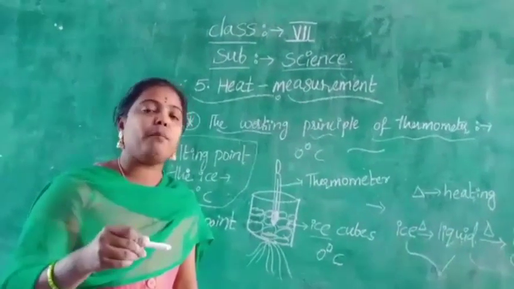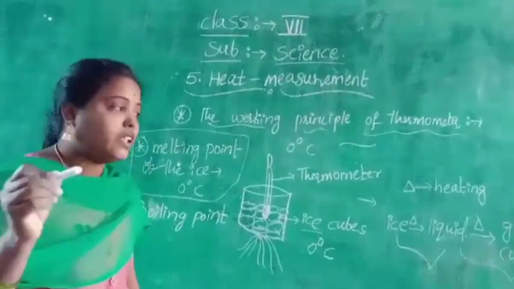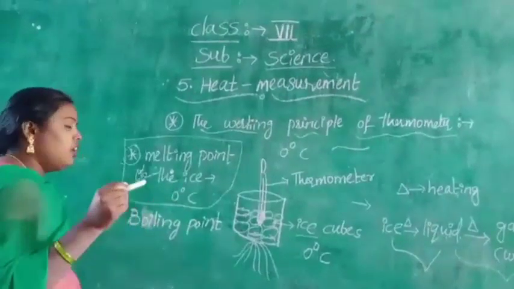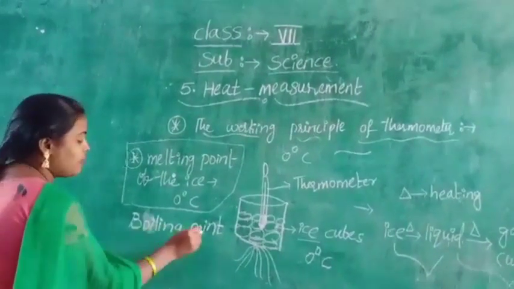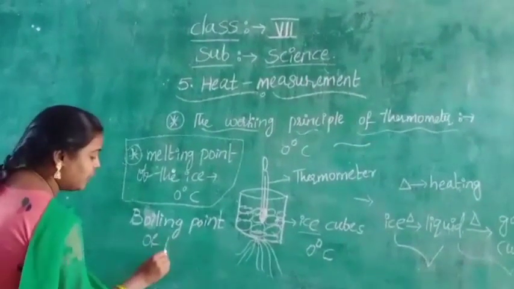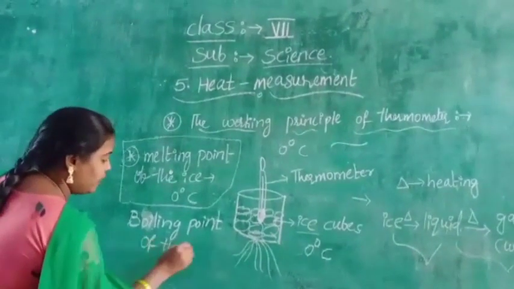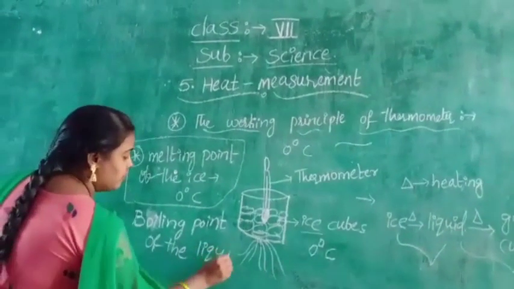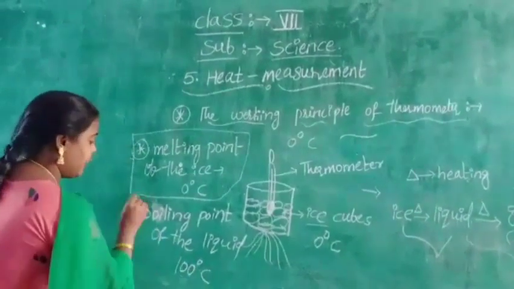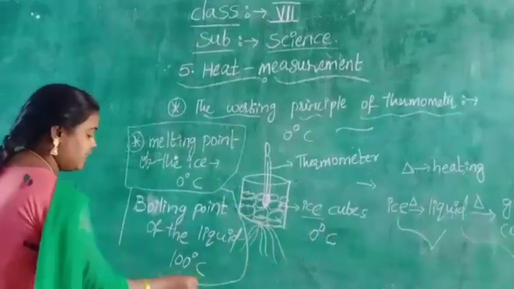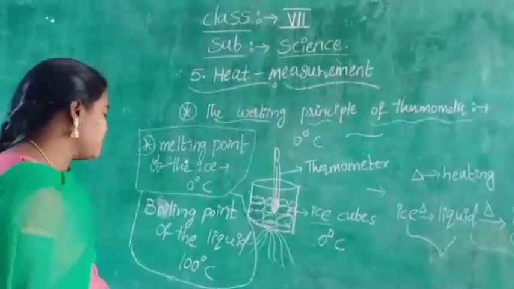At which temperature a liquid is converted into vapor, that temperature is called the boiling point, and the process is called boiling. What is the boiling point of the liquid? That is 100 degrees centigrade. Children, now you understand, I think so.